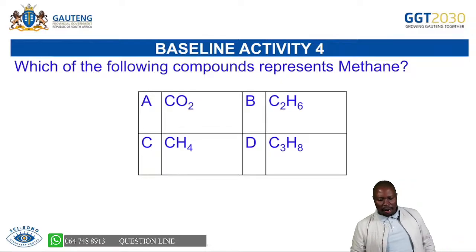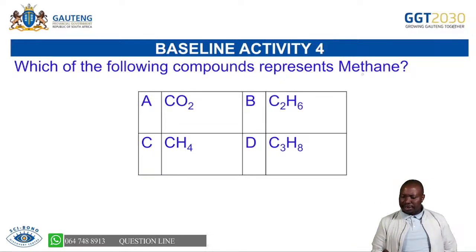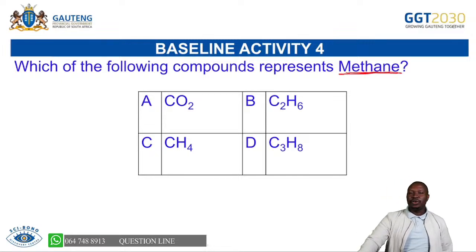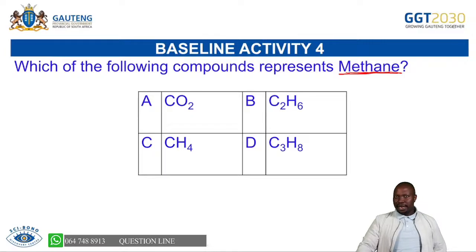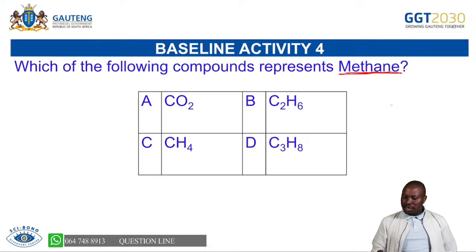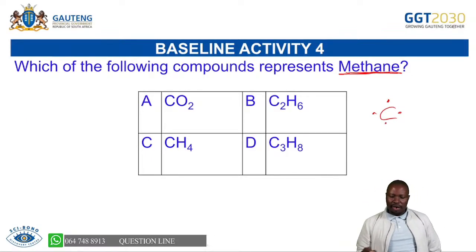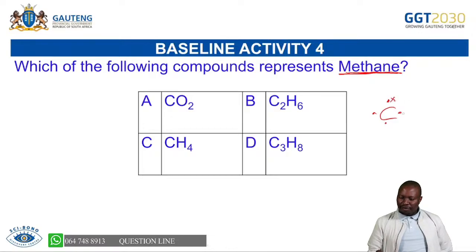Now let's look. Activity number 4 is saying which of the following compounds represent methane. Methane is the only organic molecule that you have done in grade 10. So you have done in grade 10 when you're doing Lewis structures, you were able to indicate that a carbon has 4 electrons around it. So you were able to indicate a carbon with 4 valence electrons. And you were able to show that when you bring 4 hydrogens there, they will be able to share electrons with the carbon. And then you were able to draw those Lewis structures.